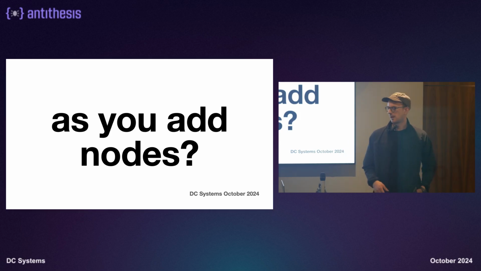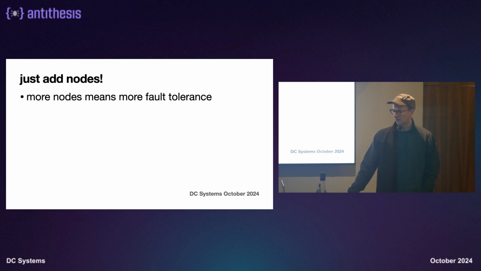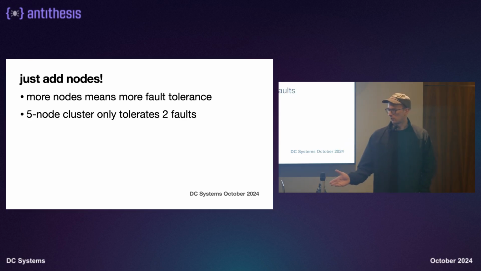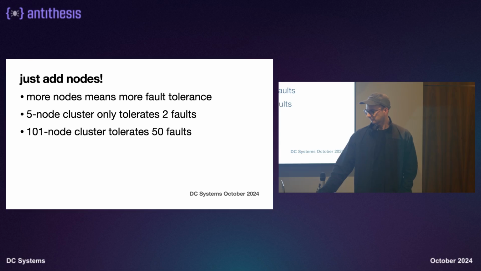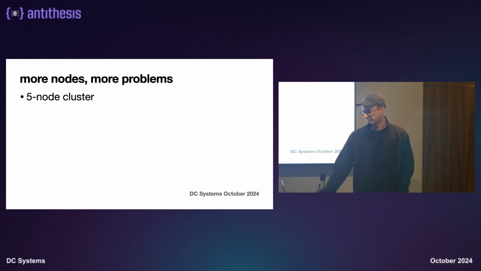But what about something completely different? I already brought up the crazy scenario of a 101 node cluster. So what happens in that kind of situation? We started talking about consensus because we wanted availability with consistency. And if we want extreme availability, we could just add more nodes, right? Because again, for a 5 node cluster, we'll only be able to tolerate 2 faults. And for a 101 node cluster, we're going to be able to tolerate 50. Which sounds super highly available, and it is. But the communication is its own penalty in this situation.